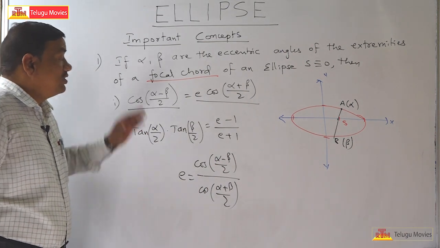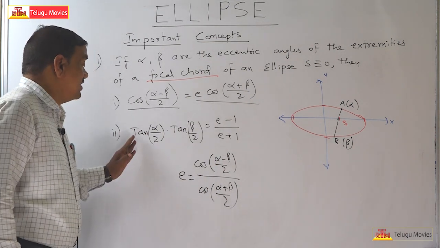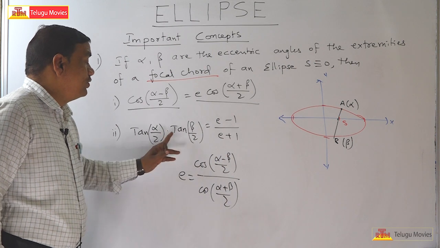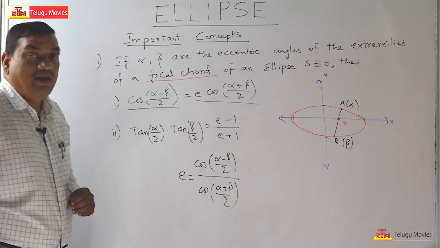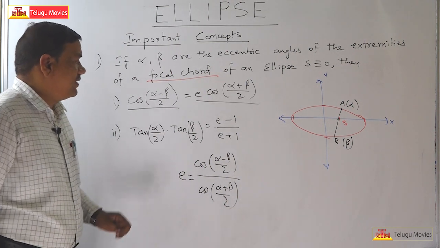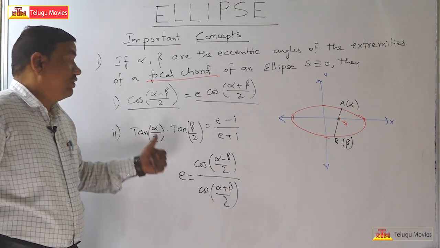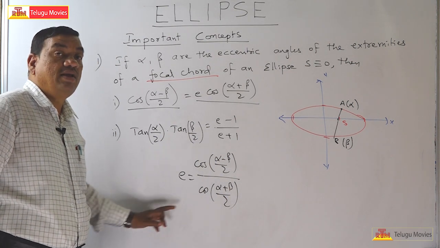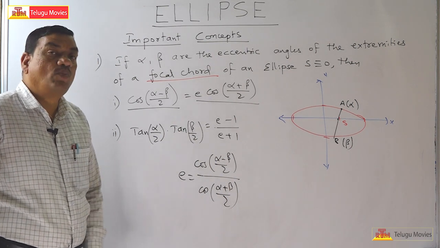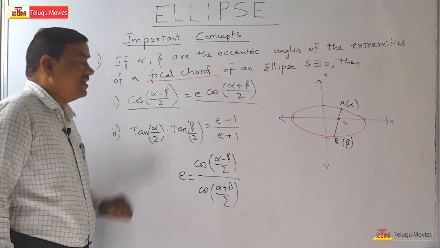Now, there is another relation also, that is tan of alpha by 2 into tan of beta by 2 is equal to (e minus 1) by (e plus 1). This is a very easy one, because from this relation only you will get this result. So, (e minus 1) by (e plus 1): by taking componendo and dividendo, you will get this relation.